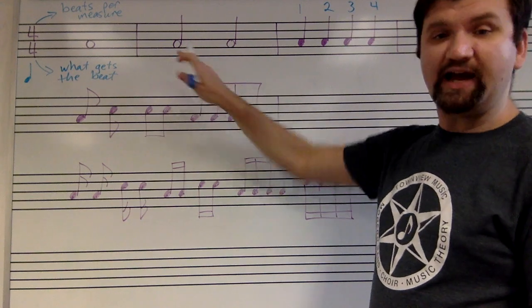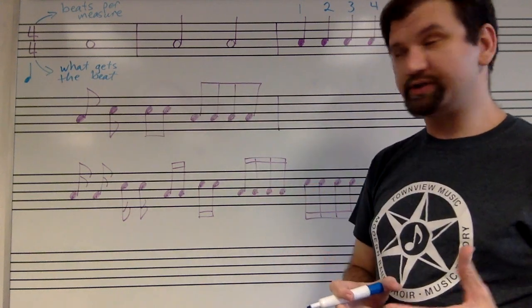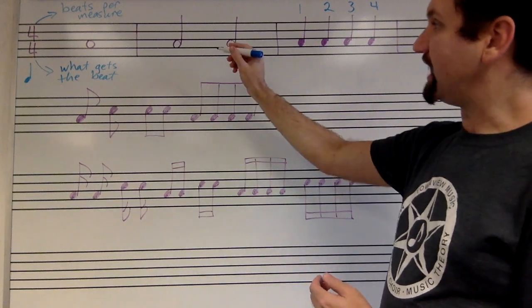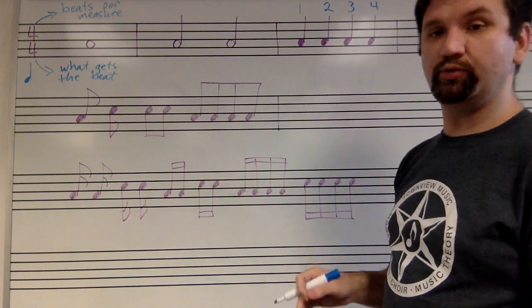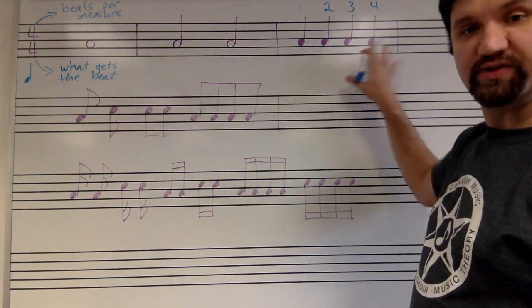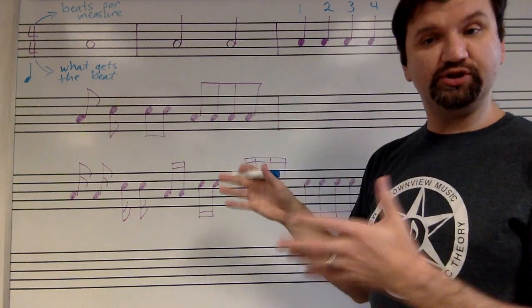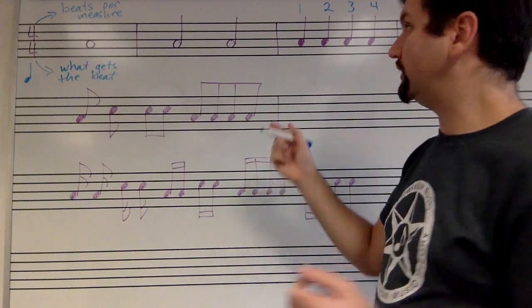If we look at these half notes, now a half is worth 2 quarters, which means that this first half note will be worth 2 beats. This next half note will be worth 2 beats. So in this case, it took 4 quarters to fill up a measure. Here, it takes 2 halves to fill up a measure. 4 quarters, 2 halves.